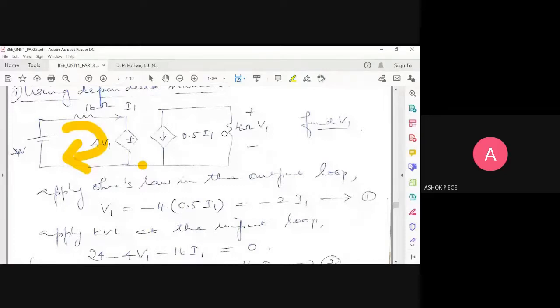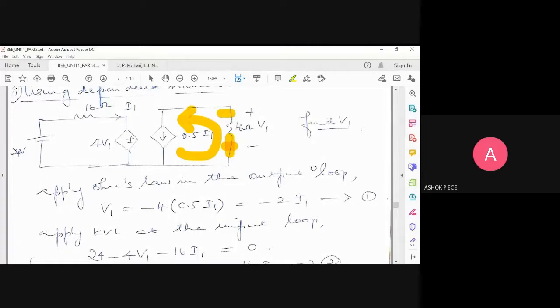First, what is the current flowing through this loop on the output side? It is 0.5 times I1, and this current will be flowing in the anti-clockwise direction. I told you, when the current direction is given, you should take only that. You should not assume your own direction of current. So if you mark the polarity, the entering node is positive, the leaving node is negative. So find V1 from that. Use Ohm's law and find V1.